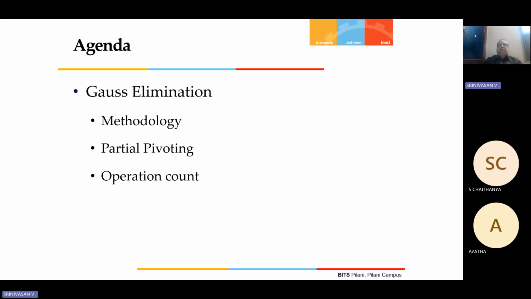As I just mentioned in my introductory remark, the agenda is, in general, the method that we are going to adopt to solve a given system of linear equations, called the Gauss elimination method, the methodology, and partial pivoting, which is very important, etc.